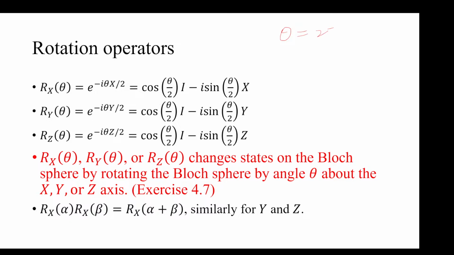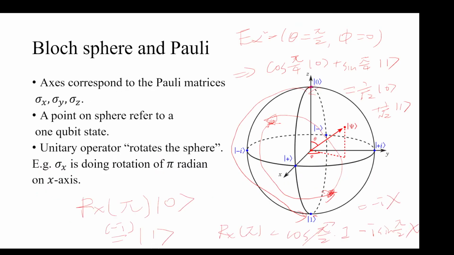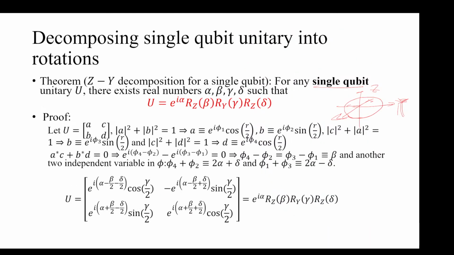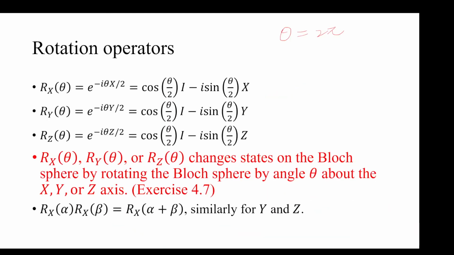If theta equals 2 pi, you rotate the whole circle, and it should become identity. But you see that something funny happened. When theta is 2 pi, then you have cosine pi and sine pi. Sine pi is 0, and cosine pi is actually minus 1. So when theta equals 2 pi, your rotation will actually equal minus identity.